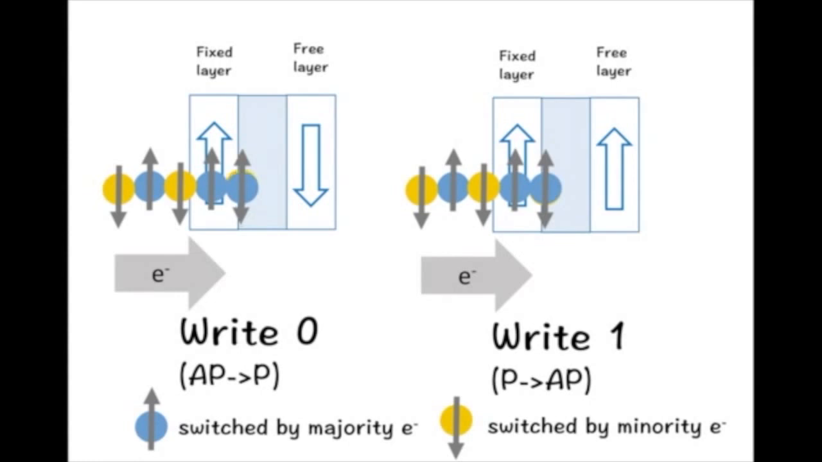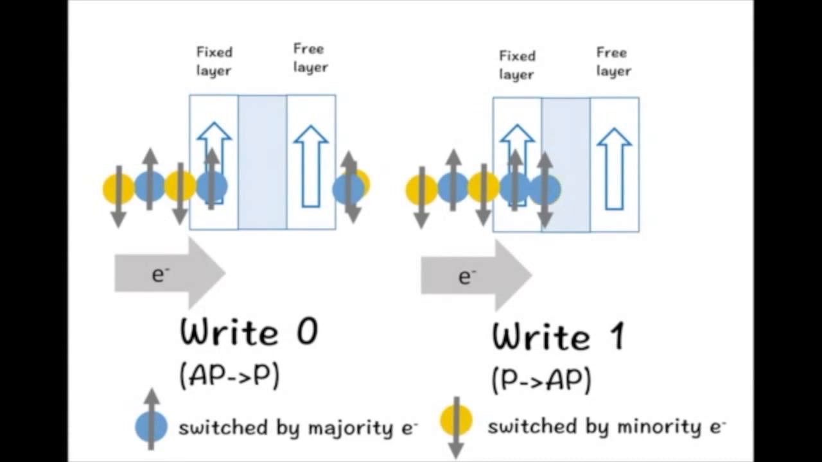Magnetization in fixed and free layers is antiparallel at the beginning. Majority electrons are scattered at first. If a large number of majority electrons pass through, they will finally flip the magnetization direction in the free layer. Magnetization in the two layers becomes parallel. That is successfully writing 0.